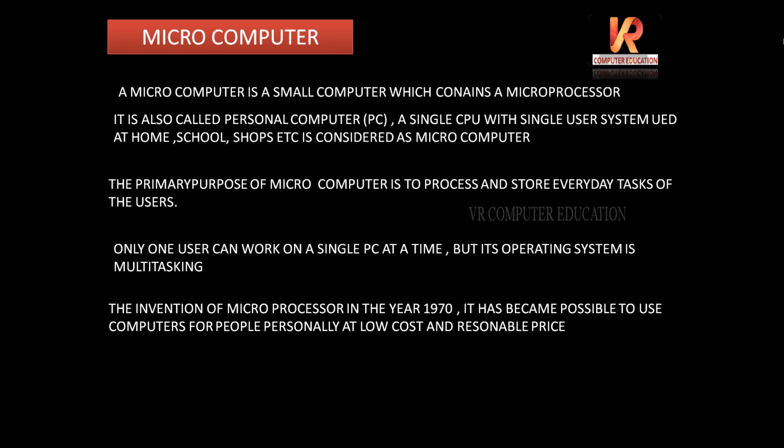It has become possible to use computers personally at low cost and reasonable price. So with the development of the microprocessor, just like you can say a SIM card in a mobile, you have one microprocessor, a small processor, right? So it was introduced or developed in 1970. With that invention, these microcomputers are used by a number of people because they are available at low cost and reasonable price. So let us see some examples.